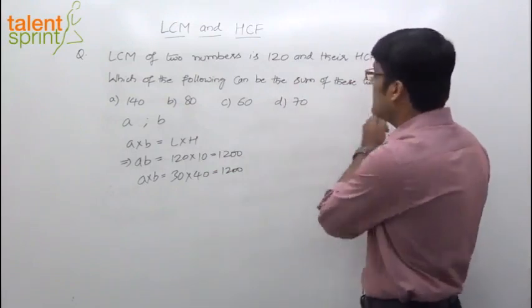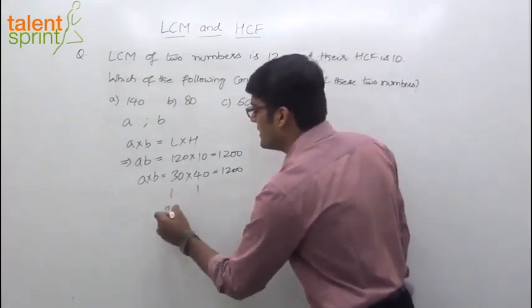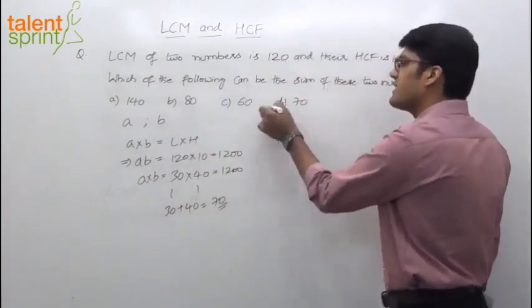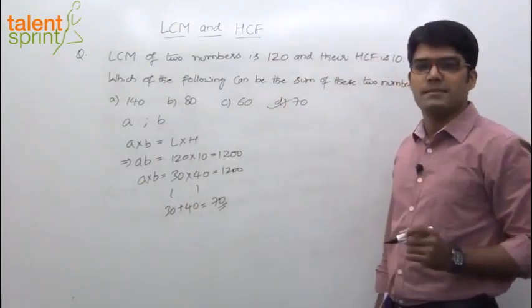So what is the sum of these two numbers? 30 plus 40, 70. Which can be the sum of these numbers? 70 can be the sum of these numbers. Option D is the answer.